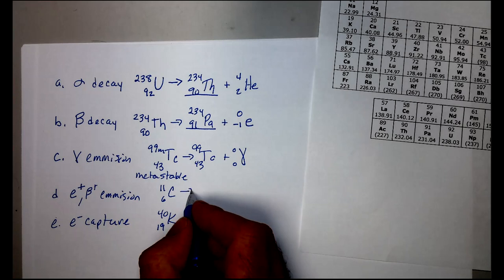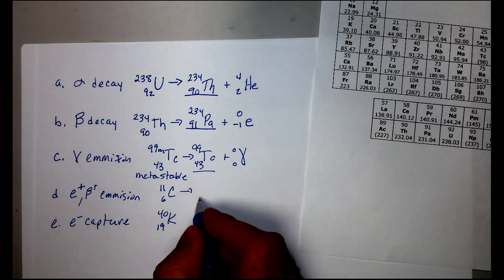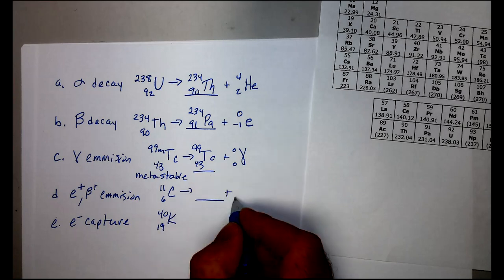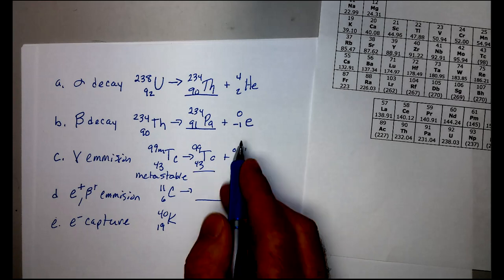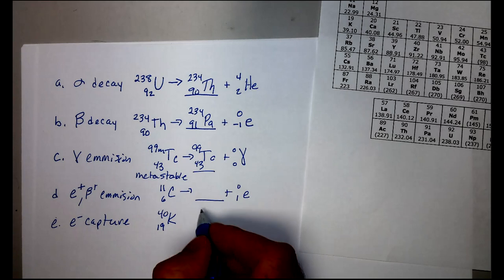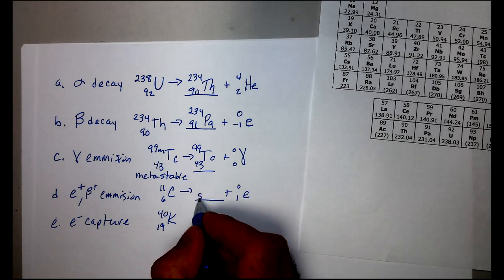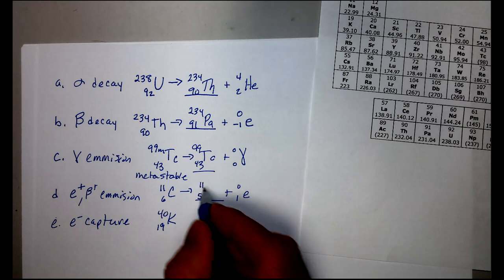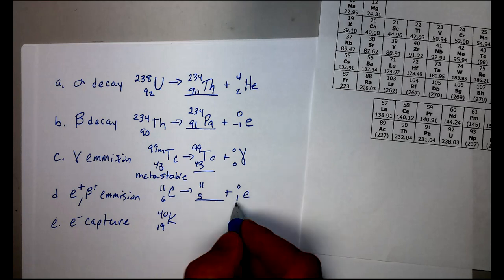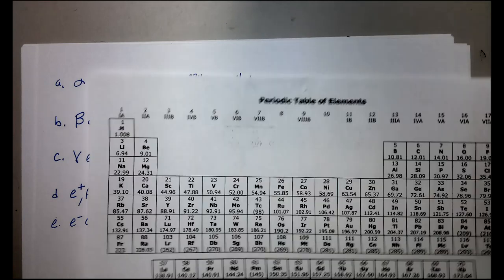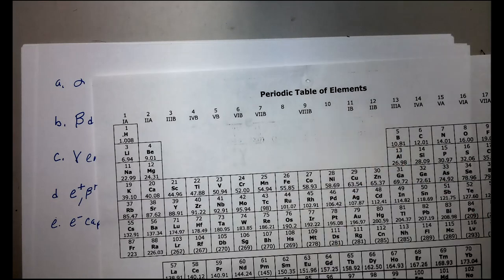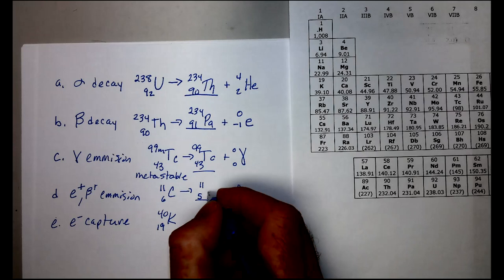If you're going to emit a positron, it's going to go to something, and then you're going to have that 1, 0, e, but that's a positive one, not a negative one. So that's going to be 5, 11. So 5 plus 1 is 6. So element number 5 is boron. So we'll put the symbol in.